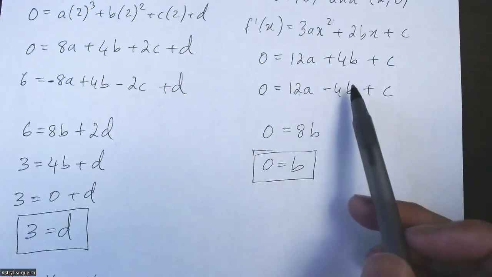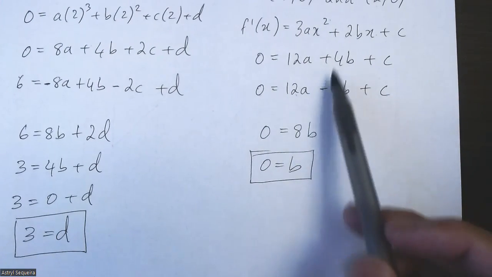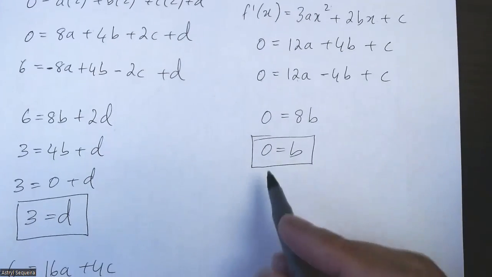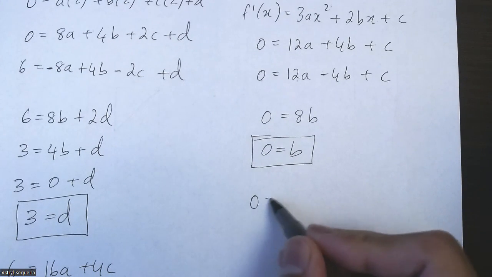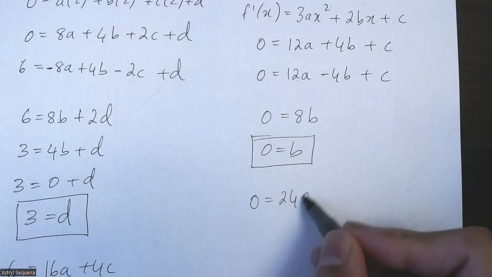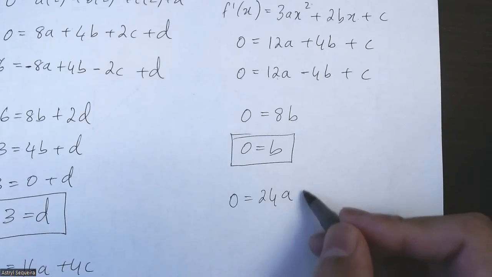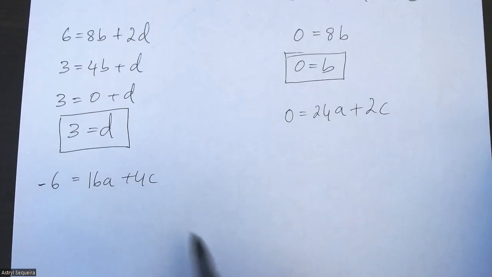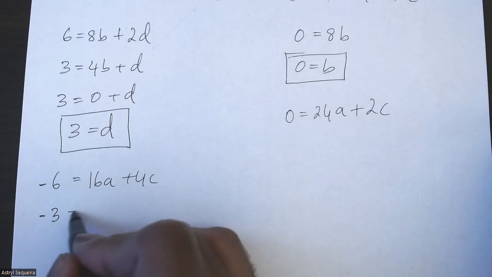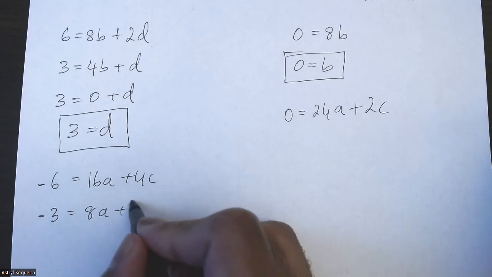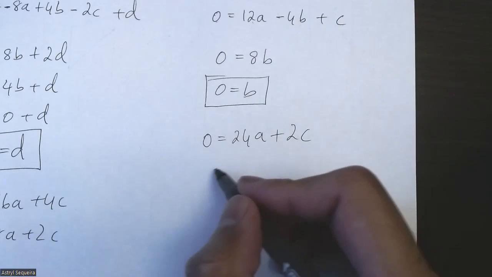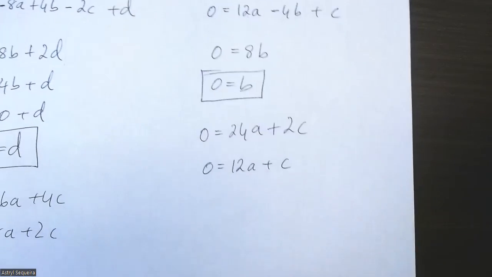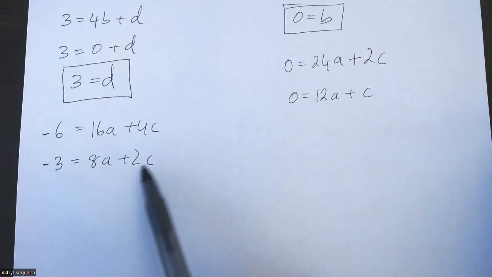I'll do the same thing here. Last time I subtracted these two, so now I'll add these two to get rid of my b's. So if I add them, I have 0 equals 24a, the b's cancel, plus 2c. Now I can simplify both of these equations. I can divide by 2 over here, and I can divide by 2 over here as well.